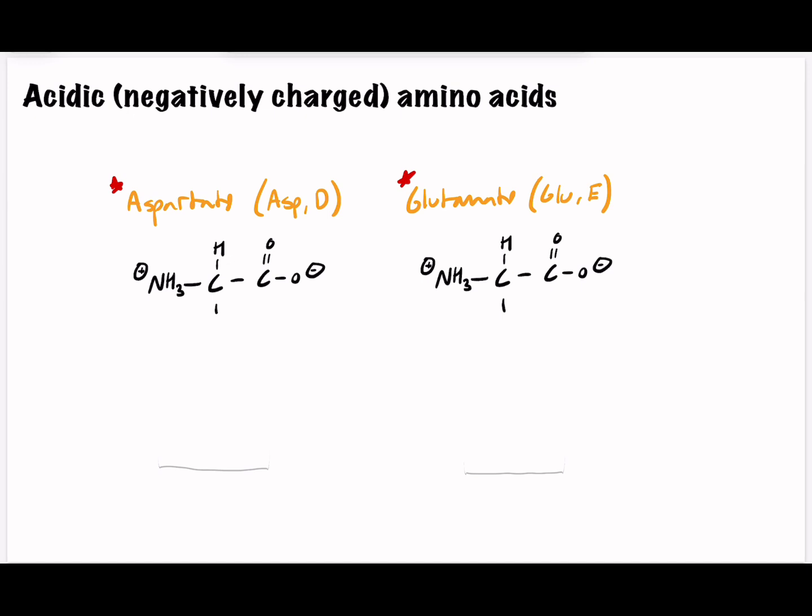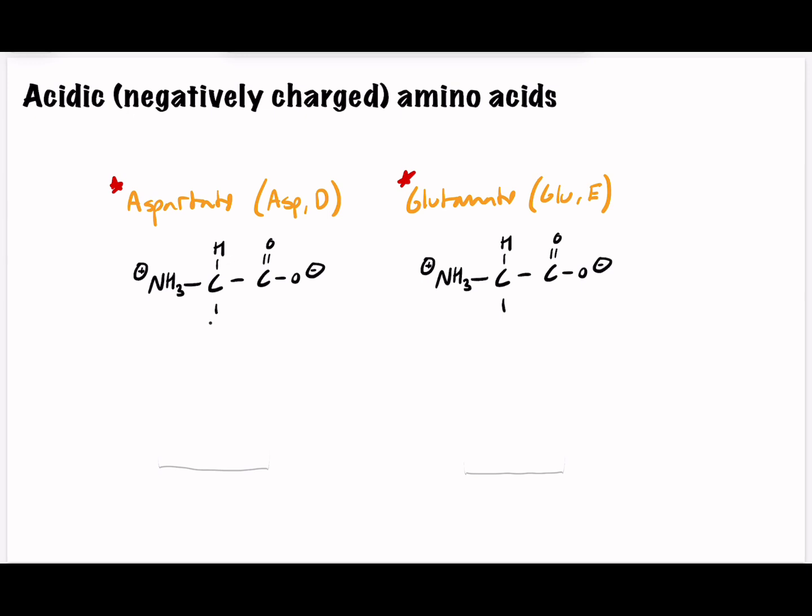Okay, so now we have two acidic, negatively charged amino acids. So both these amino acids at physiological pH will be negatively charged, and that's really what's unique about them. They are very acidic. So you have aspartate with a three-letter code ASP, one-letter code D, and glutamate with three-letter code GLU and one-letter code E.